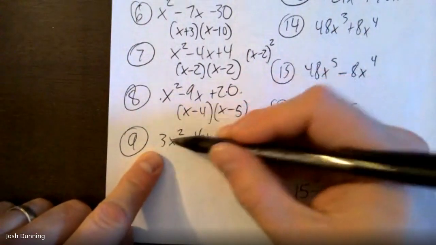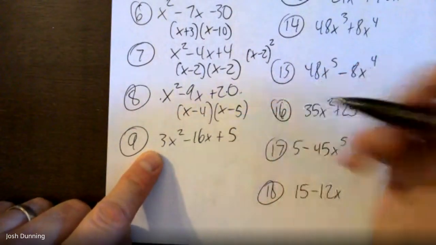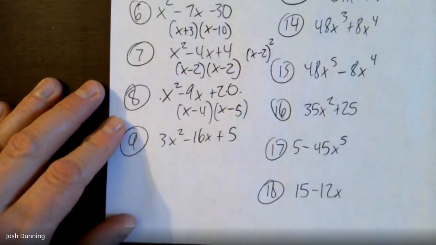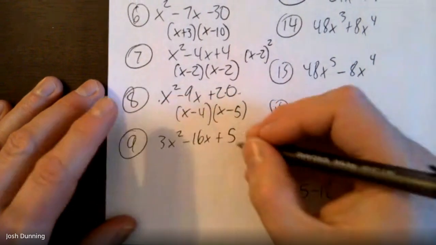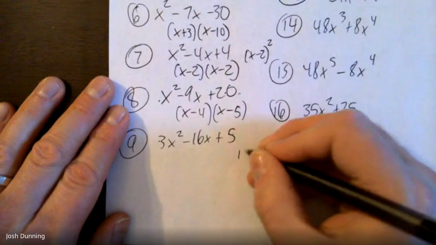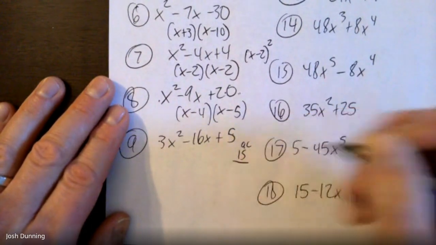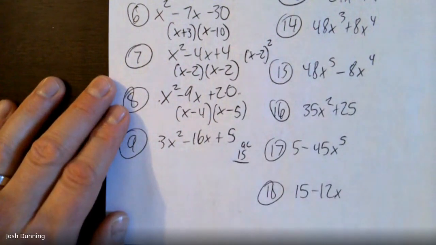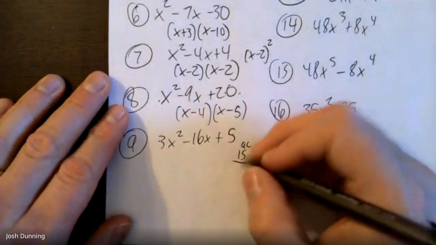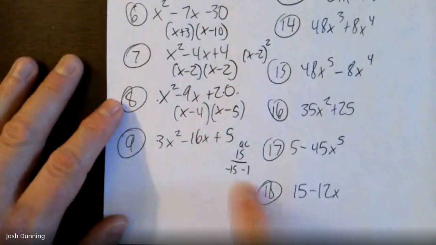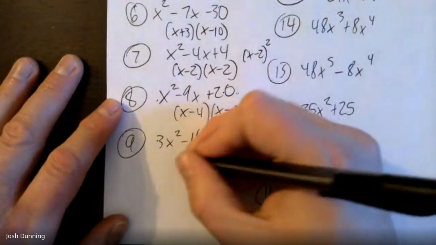there's a 3 out front. I can't divide 16 or 5 by 3. This isn't going to just disappear as a GCF. So that's how you know you got to do AC factoring. A, B, C. 3 times 5 is 15. The only way you could multiply to 15 and add to 16 is if you were 15 and 1. They both have to be minuses.